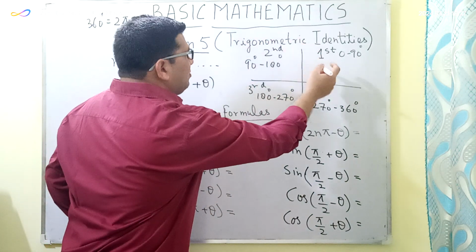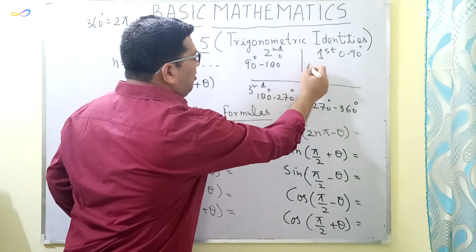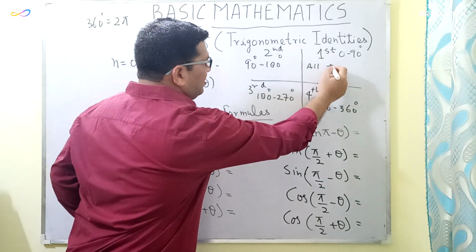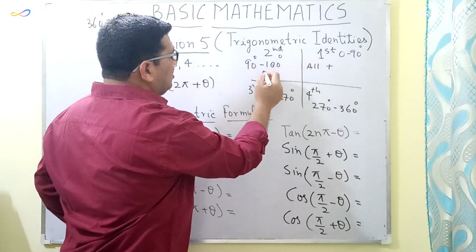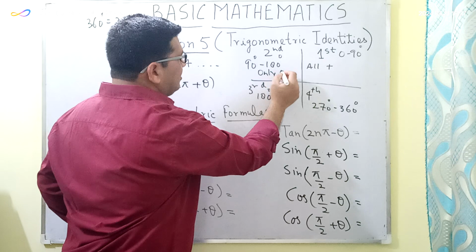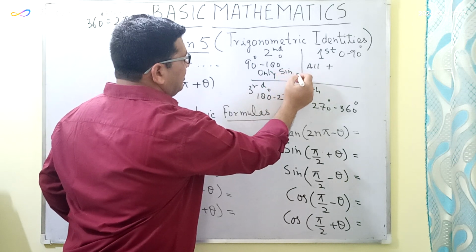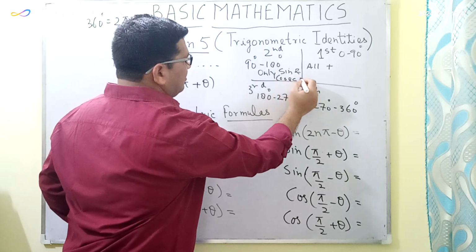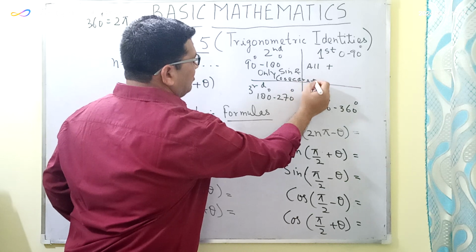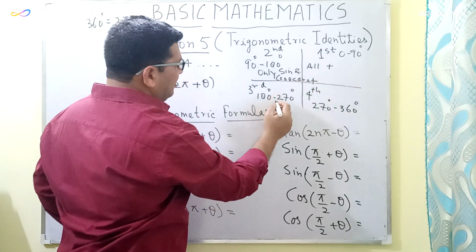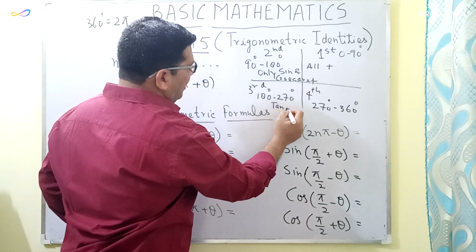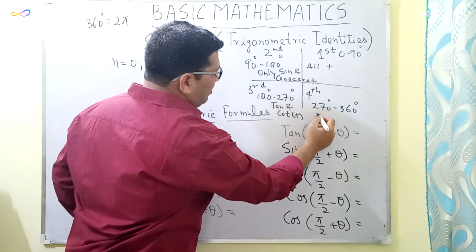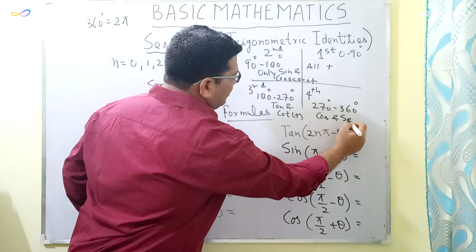Now, as I have already told you in the previous session, in the first quadrant all the trigonometric ratios are positive. In the second quadrant, only sine and cosec are positive. In the third quadrant, only tan and cot are positive, and in the fourth quadrant, cos and sec are positive.